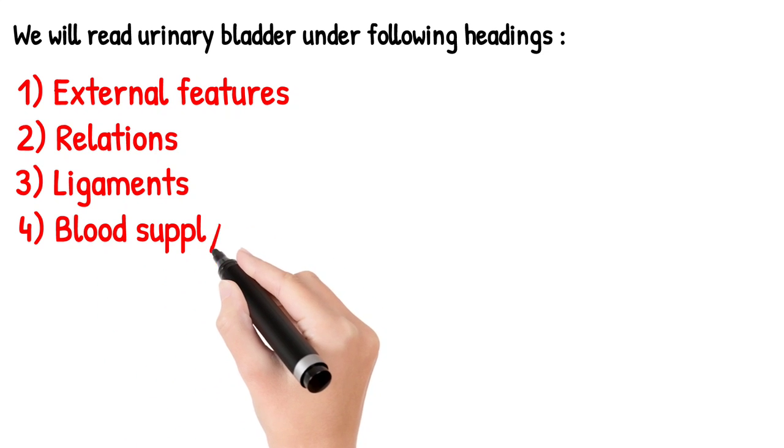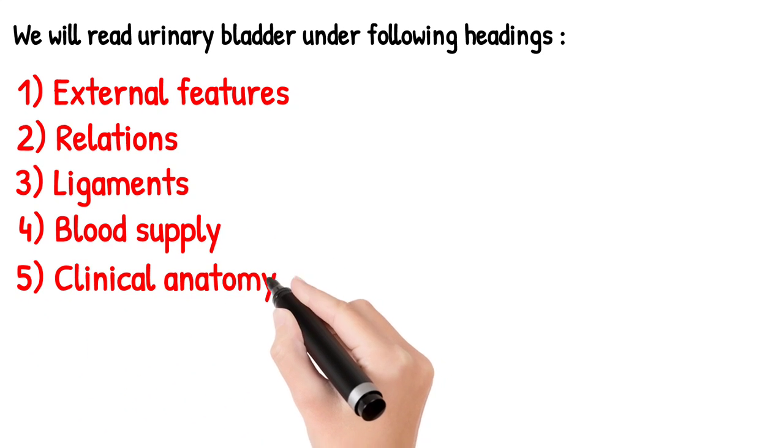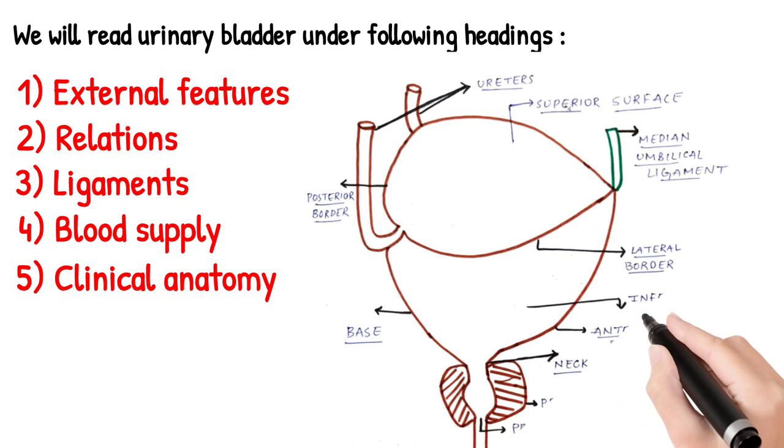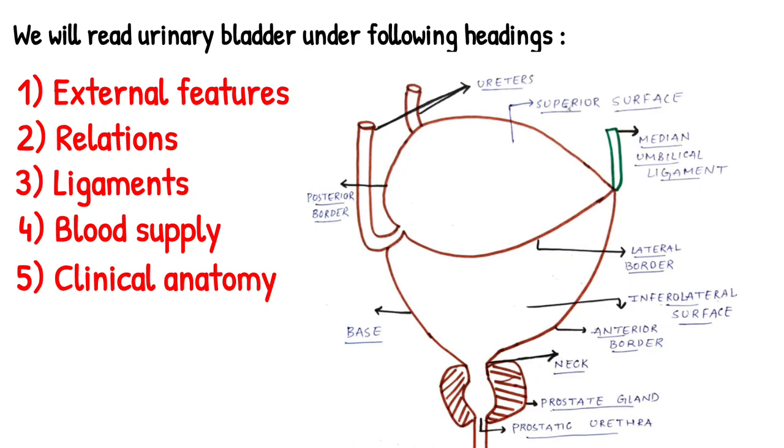Then we will learn the relations of the urinary bladder. Under this subheading, we are going to learn the different body organs which are related to the urinary bladder anteriorly, posteriorly, laterally, etc. Then we are going to learn the ligaments related to the urinary bladder, like the medial umbilical ligament. Then we'll see the blood supply and nerve supply of the urinary bladder, and at last we will see some clinical points related to the urinary bladder.